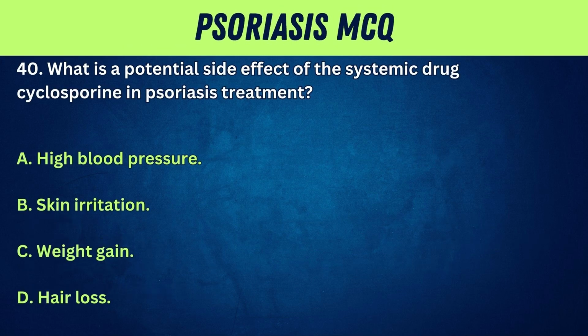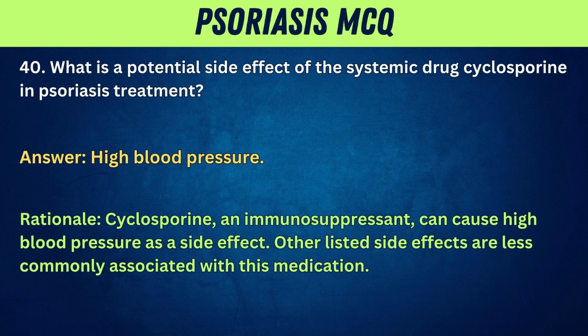40. What is a potential side effect of the systemic drug cyclosporin in psoriasis treatment? A. High blood pressure. B. Skin irritation. C. Weight gain. D. Hair loss. Answer: high blood pressure. Rationale: cyclosporin, an immunosuppressant, can cause high blood pressure as a side effect. Other listed side effects are less commonly associated with this medication.